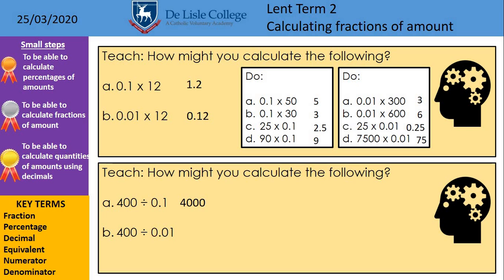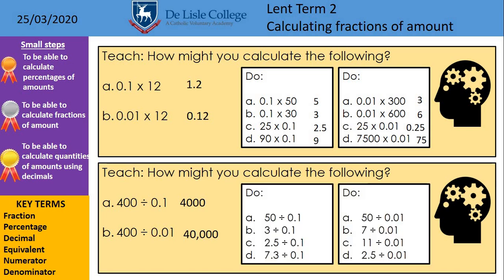400 shared by 0.01 would be the same as 400 shared by 1/100th. So how many 1/100ths in a whole one? Well, there are 100 of them. So how many in 400? There would be 40,000. Have a go at the questions on the right, and again, resume playing the video when you're ready to mark your work.